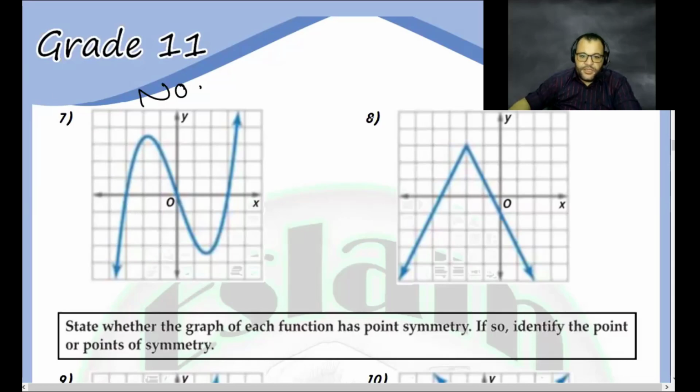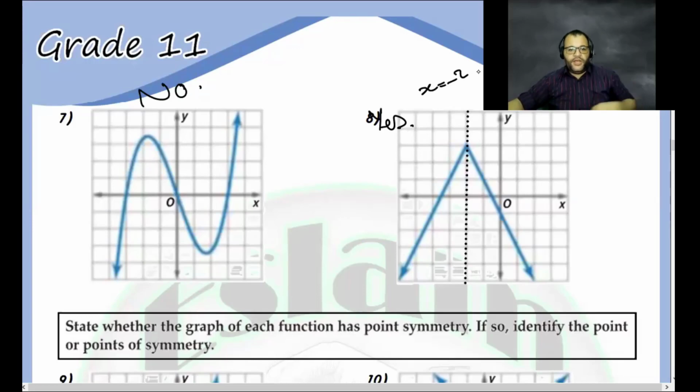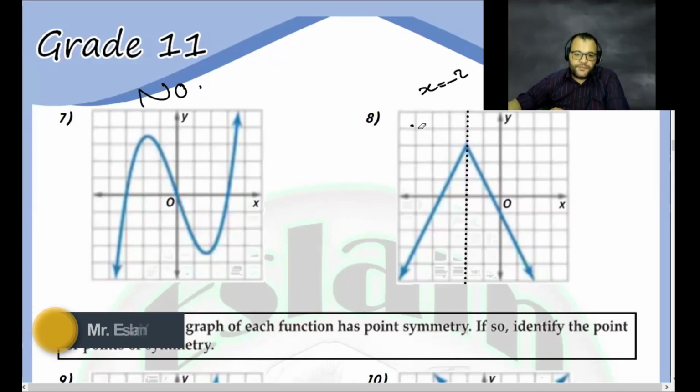For number 8, is there any line of symmetry for number 8? Yes. X is equal to -2. So you can draw a vertical line here for this part. So the equation for this line is x equals -2. Any problem for 7 and 8?